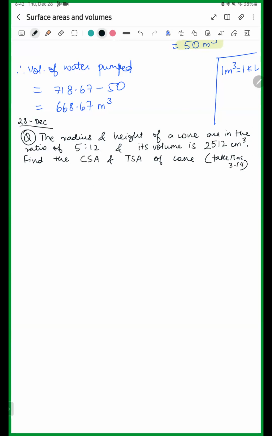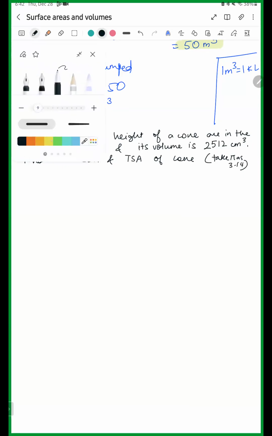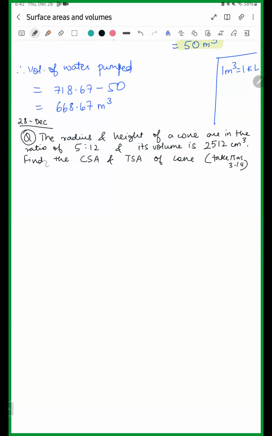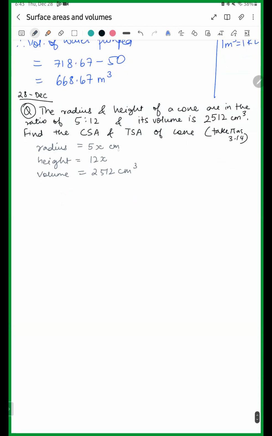Okay, so here the radius and the height of the cone, only the ratio is given. So if you say radius is equal to 5x and height of the cone is 12x. Its volume is given, right? Volume is 2512 centimeter cube. So let's say this is also in centimeters and this is also in centimeters.